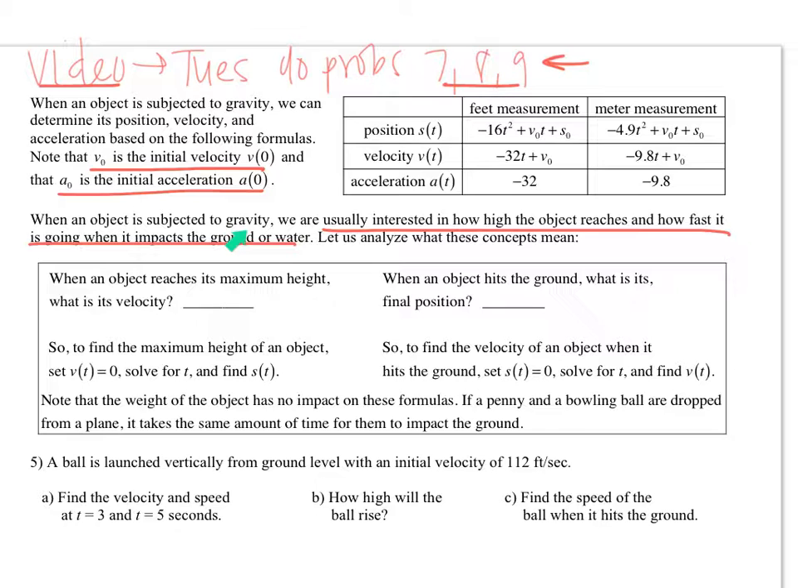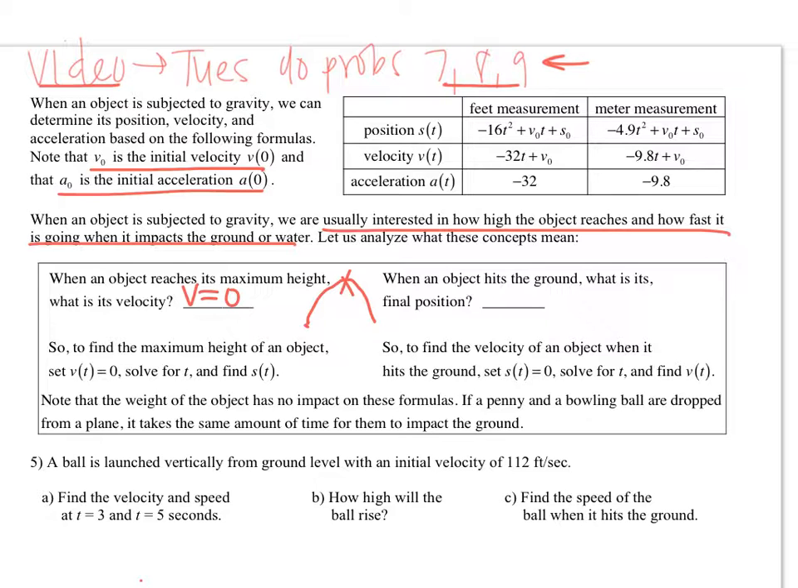When an object is subjected to gravity, we are usually interested in how high the object reaches and how fast it's going when it impacts the ground or water. So let's look at what these concepts mean. When an object reaches its maximum height, what is its velocity? Well, that velocity there is equal to 0.